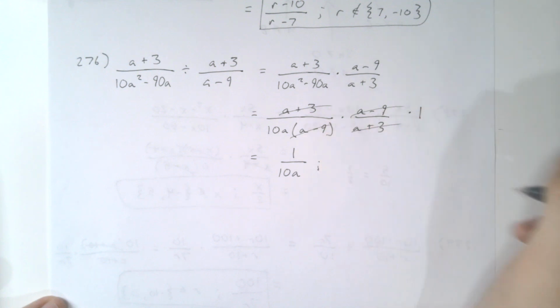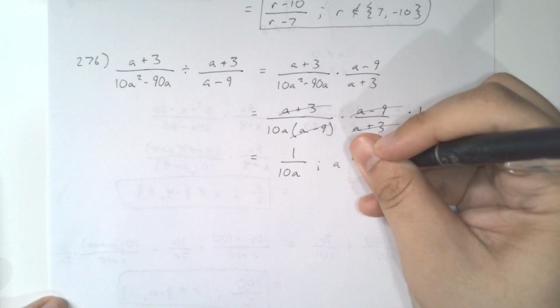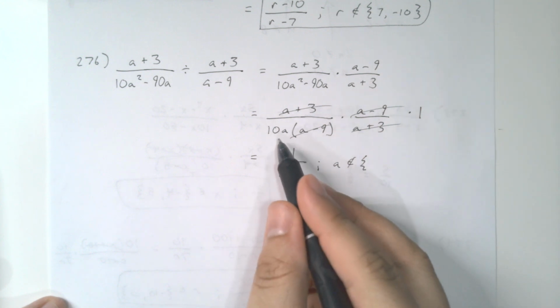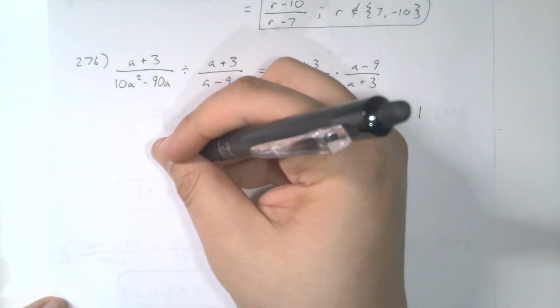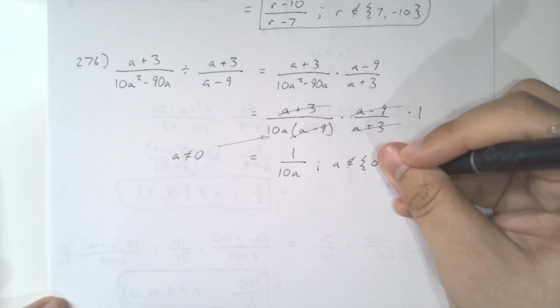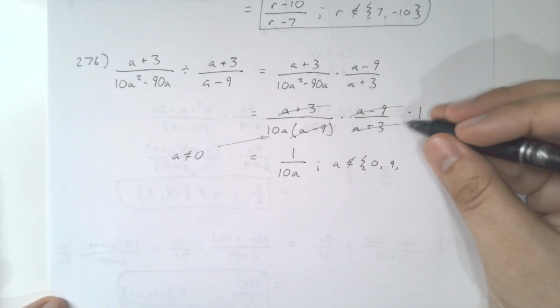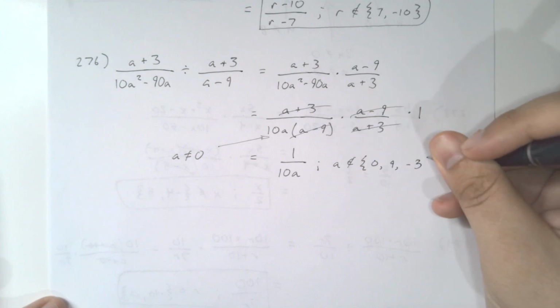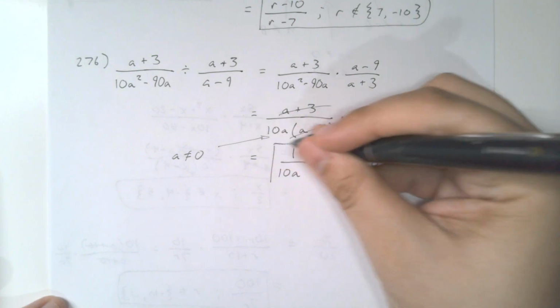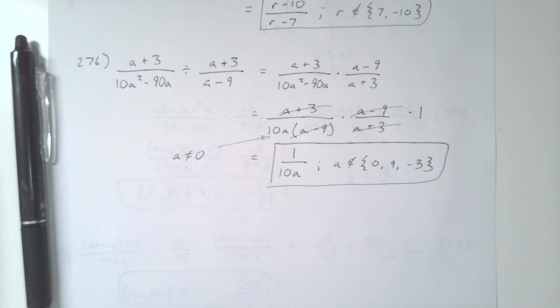And our excluded values are that a cannot be an element of the set from over here. a can't be equal to 0. a can't be equal to 9. Let's flip the sign there. And then a can't be equal to negative 3. There we go. That is our final answer, and that completes the final exam review.